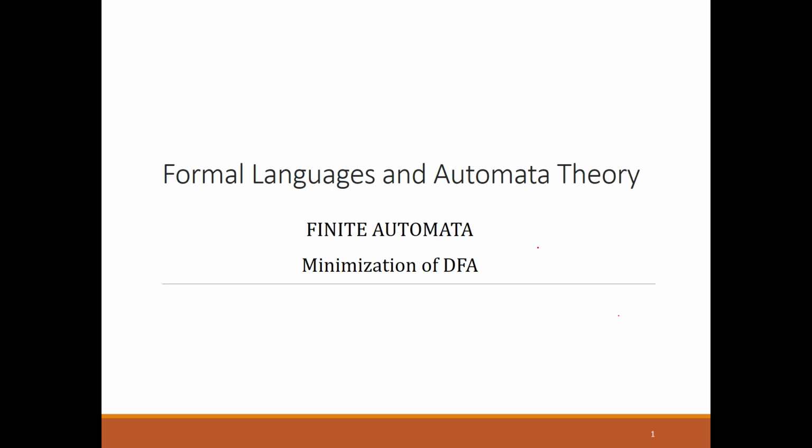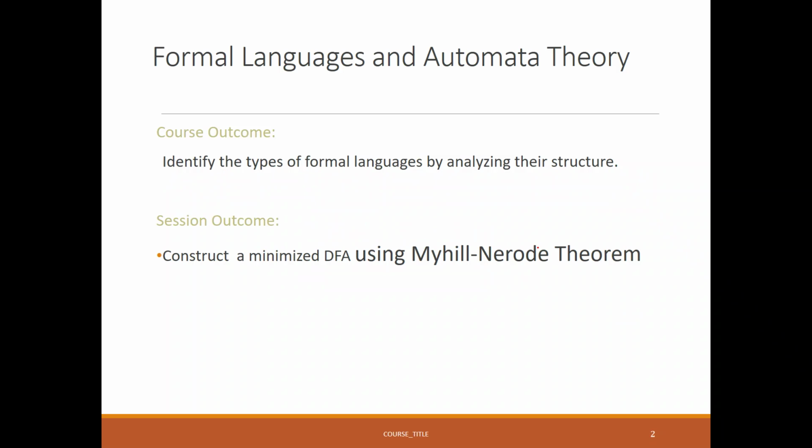In today's class, we will be discussing minimization of DFA. Before moving into the topic, we will discuss the difference between NFA and DFA. There are two types of finite automata, that is NFA and DFA. DFA means deterministic finite automata, and NFA means non-deterministic finite automata.